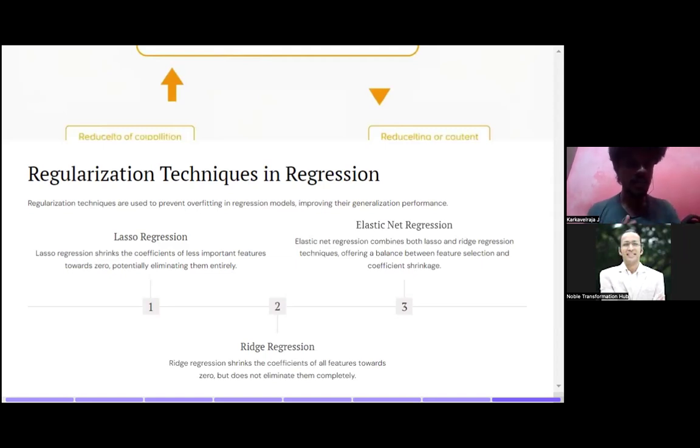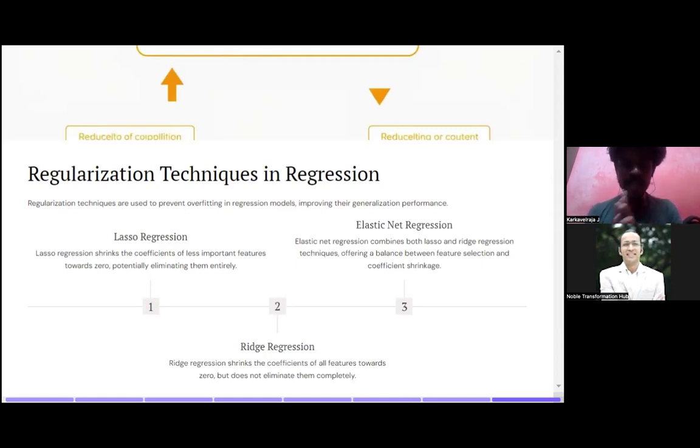First is lasso regression. Lasso shrinks the coefficients of less important features towards zero, potentially eliminating them entirely. It is able to avoid overfitting by removing features down to zero value. Whereas ridge regression shrinks the coefficients of all the features towards zero but does not eliminate them completely. In lasso, the feature is completely eliminated. It will try to eliminate the term or feature which is creating overfitting, but ridge will not do that.